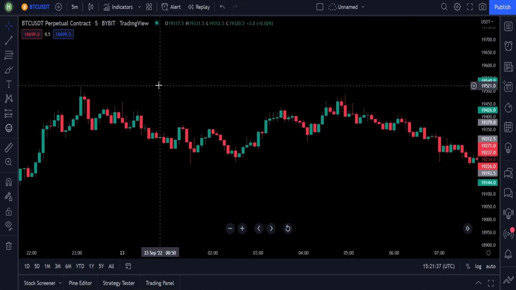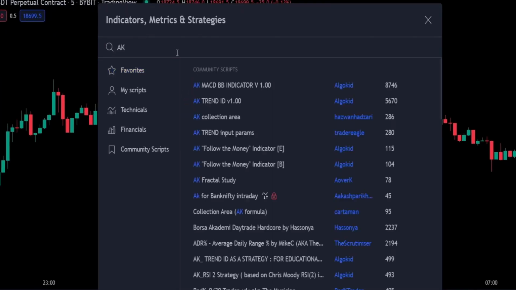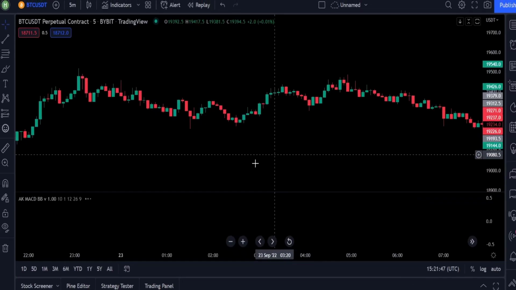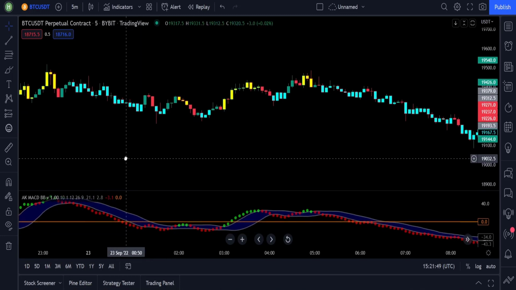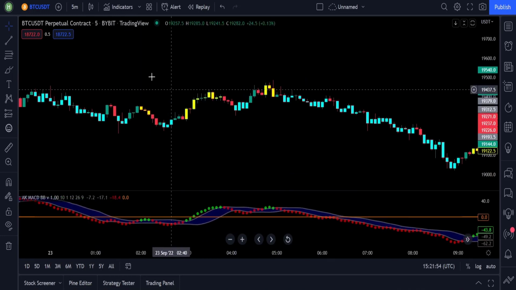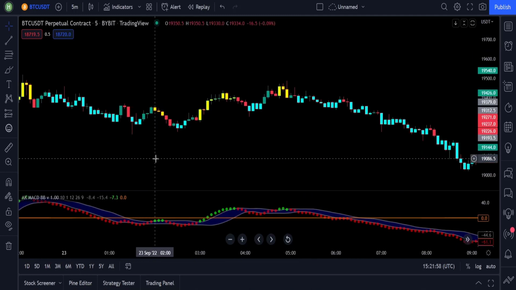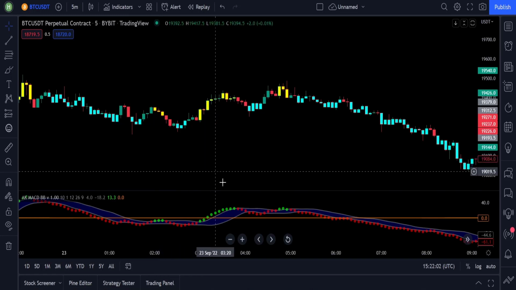We'll go into the Indicators tab here, and the first indicator we'll be adding is MACD. This indicator by AlgoKid. As we can see, the indicator looks much different from the regular MACD. It comes with a 0 line, and 3 types of different moving averages, and bar colors for our strategy. There are multiple ways how you can utilize this tool. In this video, I'm going to show you the smartest and the most efficient way of using it.